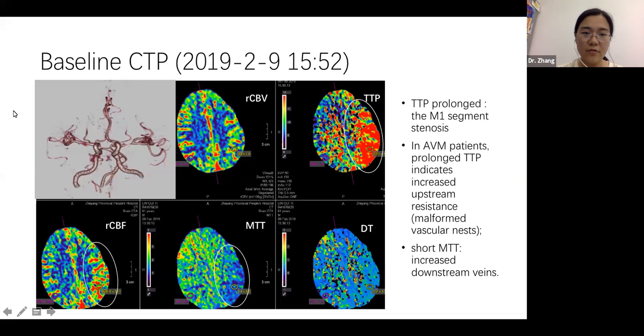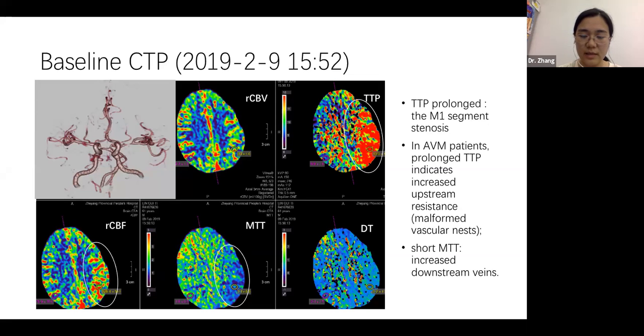But I found a very interesting thing for this patient. In his baseline CTP, his TTP in his left brain is prolonged, but his MTT, you can see that this part, the color is like blue. That means the MTT is very short.